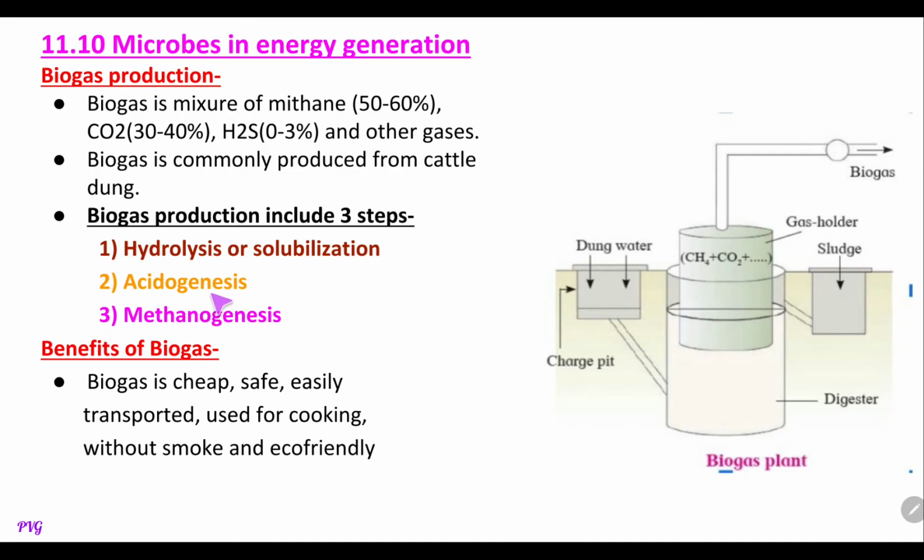That acidogenesis is the second stage. In that stage, facultative anaerobic acidogenic bacteria and obligate anaerobic organisms convert simple organic material into acids like formic acid and acetic acid. That is known as the acidogenesis. Besides formic acid and acetic acid, hydrogen and CO2 are also formed.